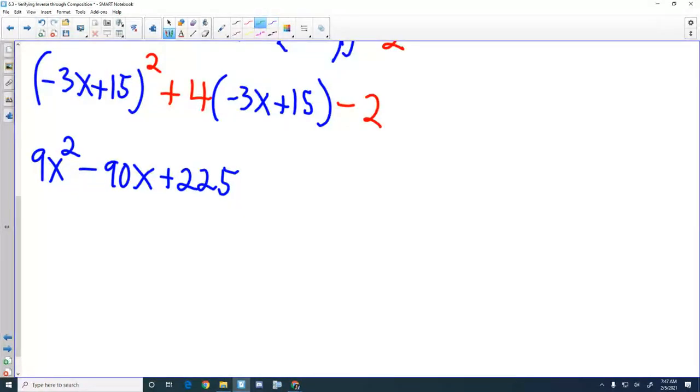All right, the next piece that we have, there's a 4 that we have to distribute. So it's 4 times negative 3x would be negative 12x. And then 4 times 15 is positive 60. Then at the end, we have that minus 2.